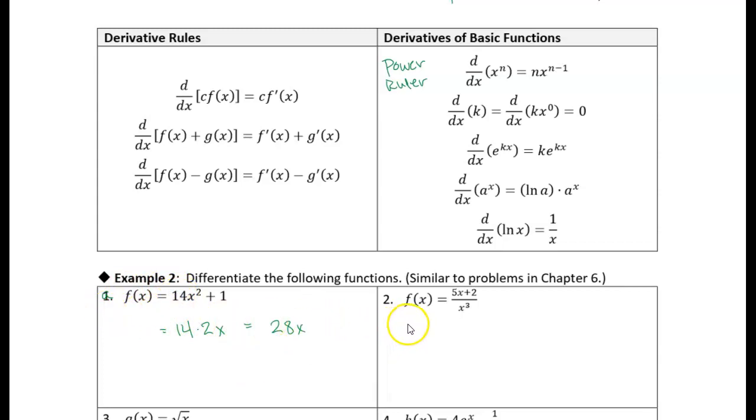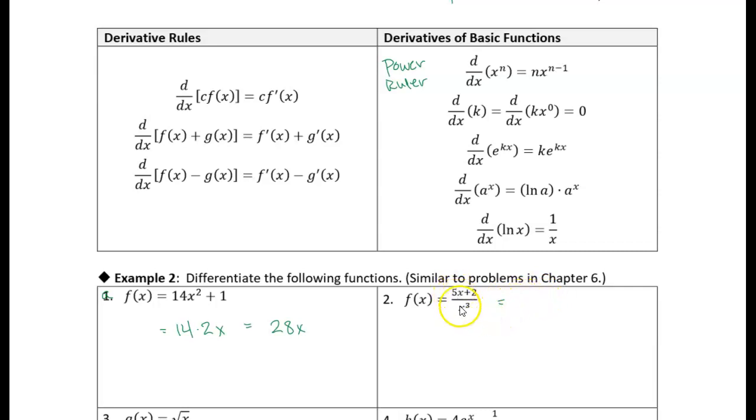All right, how about the next one? This one's a little tricky. You have to rewrite it to make it work out. Because if you look at the basic functions that we know derivatives of, this doesn't look like any of those. But we can use our properties of exponents. We're just going to divide everything by x cubed, right?